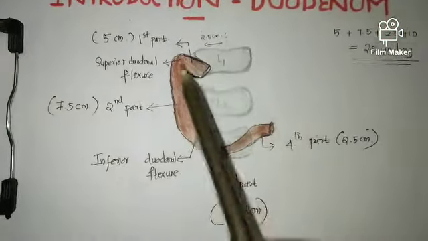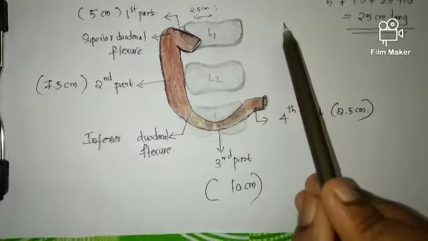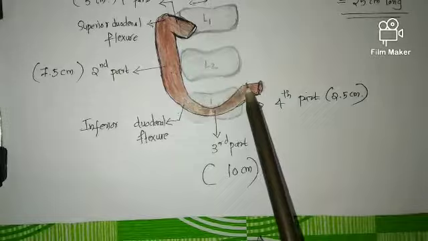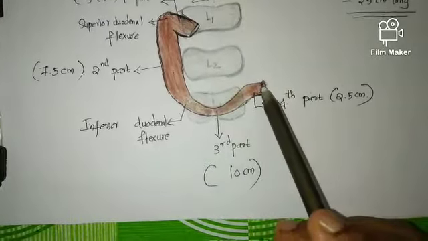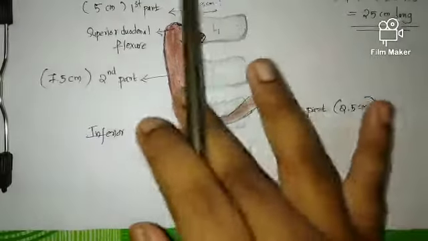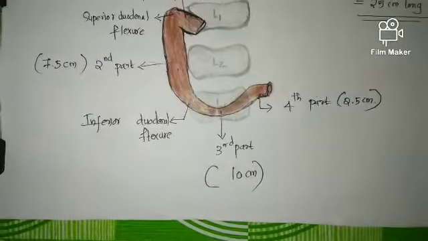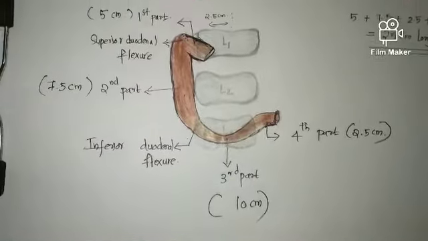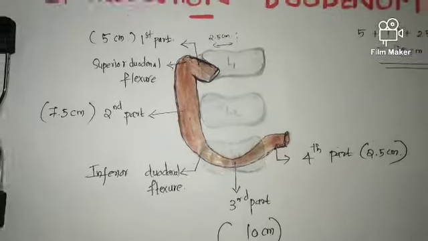The last thing is that the first part lies on the transpyloric plane, but the terminal part lies just a little below the transpyloric plane. So this is the structure of the duodenum and its location, and its relations will be dealt with in the next video.